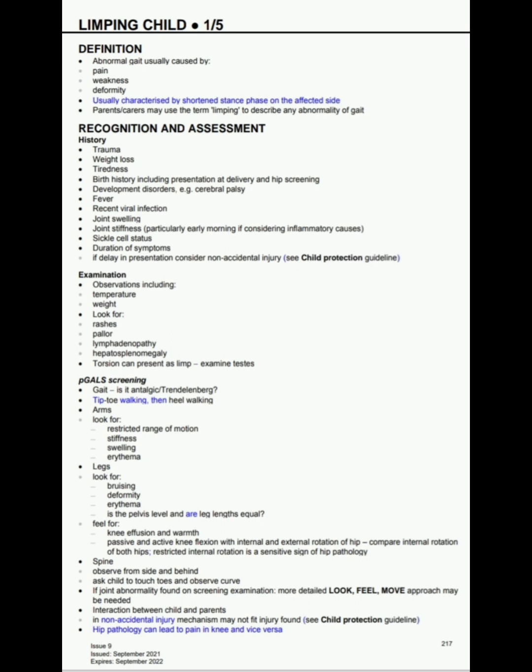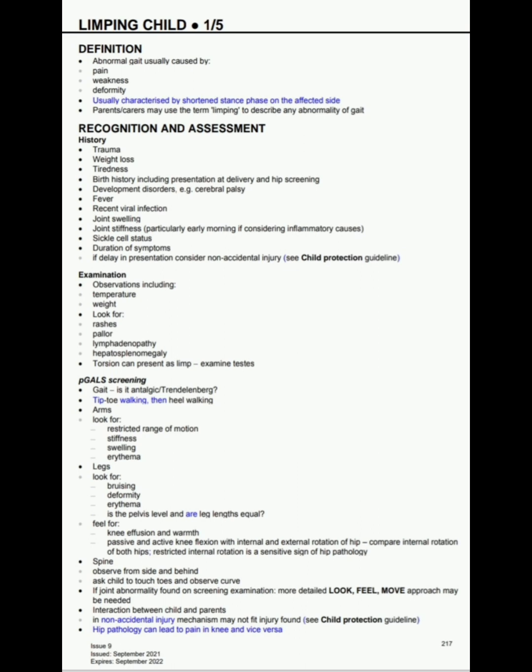Now, examination. While examining a limping child, that is observations including temperature, weight, look for rashes, pallor, lymphadenopathy, hepatosplenomegaly. Torsion can present as limp, so examine testes. PGALS screening, so G for gait, pediatric GALS. G for gait, is it antalgic or Trendelenburg? Tiptoe walking, then heel walking.